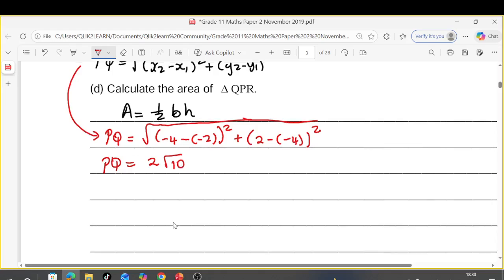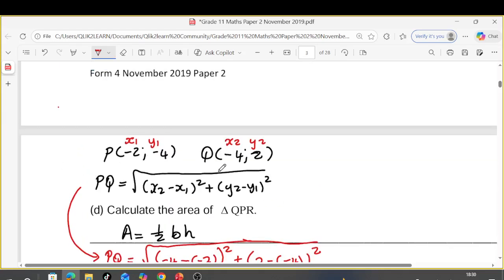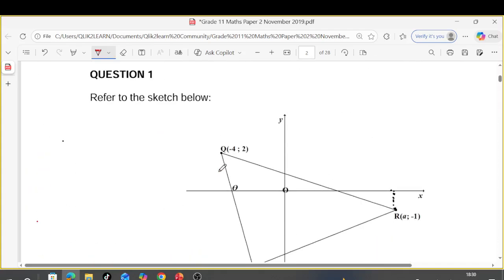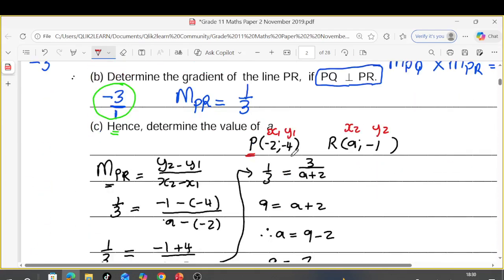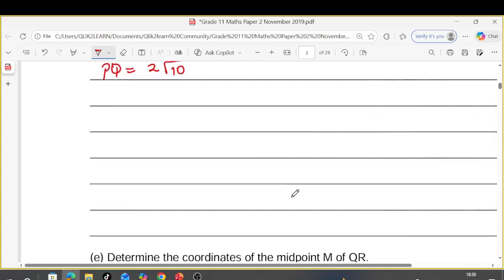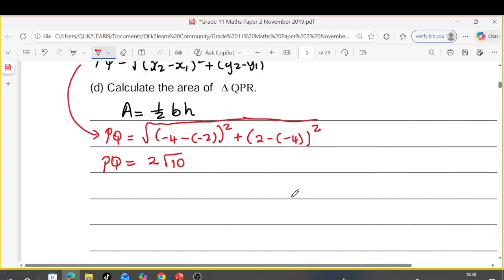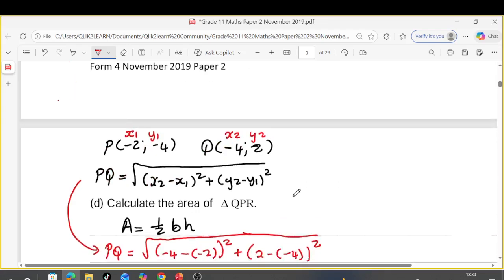And then what about the other? Remember, we need PQ, and what else can we calculate? PR, the length of PR. Let's look for the length of PR. You do the same. You need to write down the coordinates of your P and your R. So if we rewrite the coordinates of P, remember the coordinates of P, it's what? It's minus 2, minus 4.